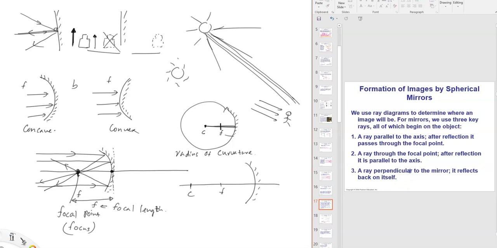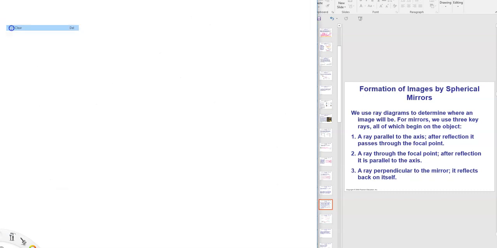Alright, so we're gonna learn how to draw images with spherical mirrors. So we're gonna start with concave. We use ray diagrams. We're gonna consider three very significant light rays, right? So let's draw the principal axis. Here's the mirror.